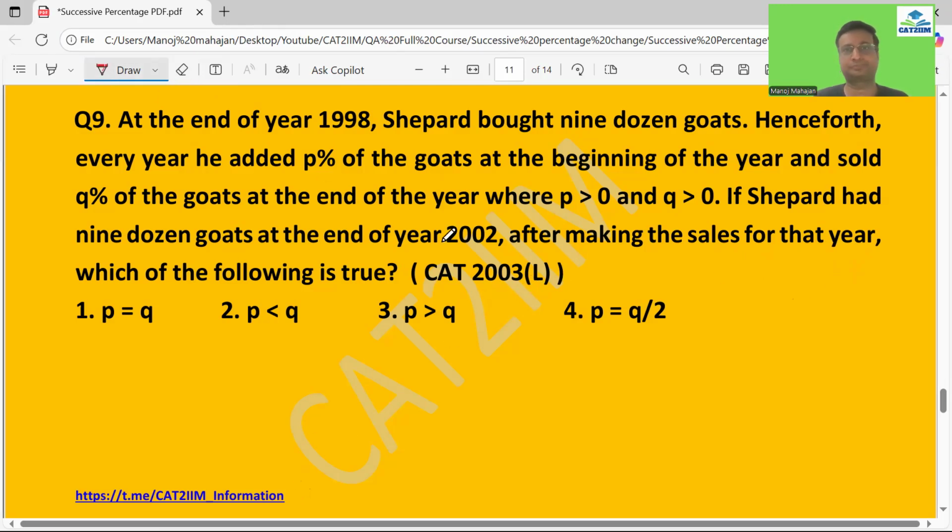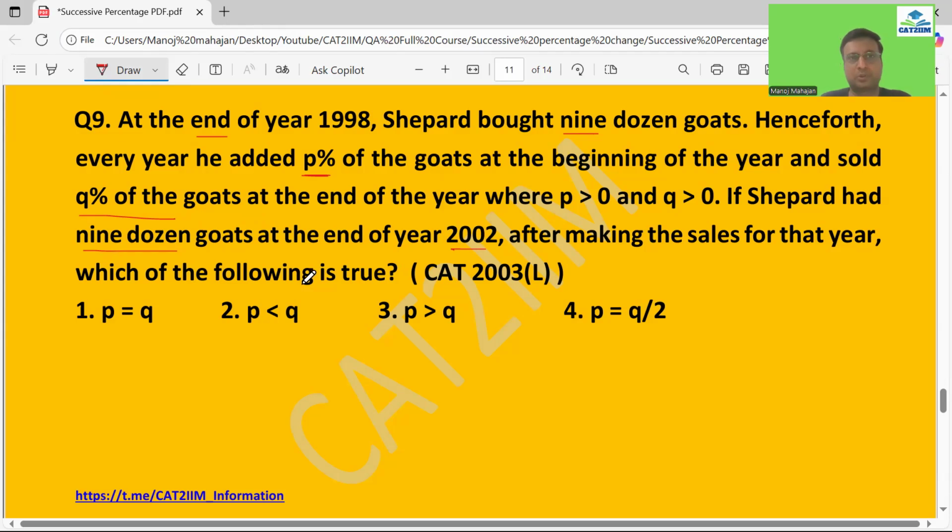Go through the entire story, spend some time, and then check the solution. What is given is that at the end of the year 1998, a shepherd bought 9 dozen goats. After that, he added P% of the goats at the beginning of the year and sold Q% of the goats at the end of the year, where both P and Q are positive numbers. Finally, he again has 9 dozen goats at the end of the year 2002 after making the sales for that year. So the question is, which of the following is true?